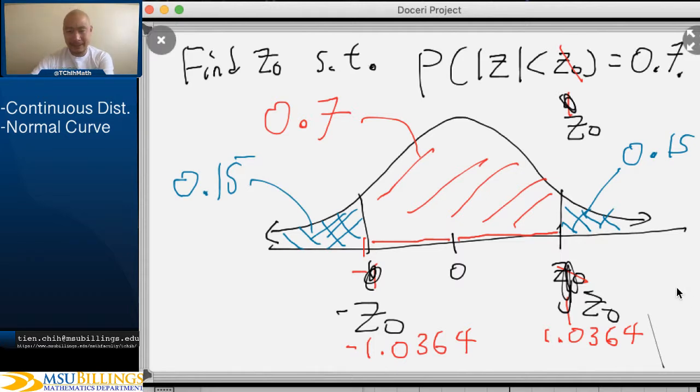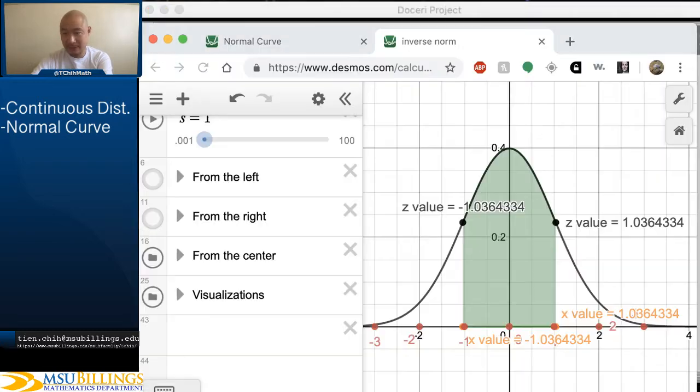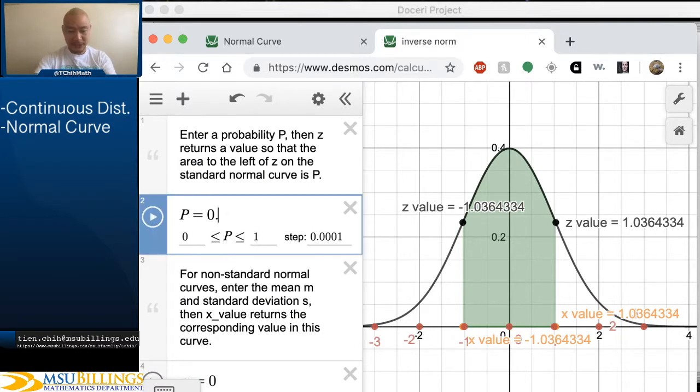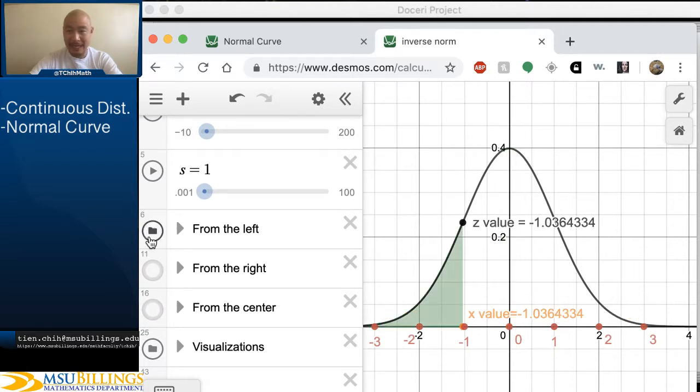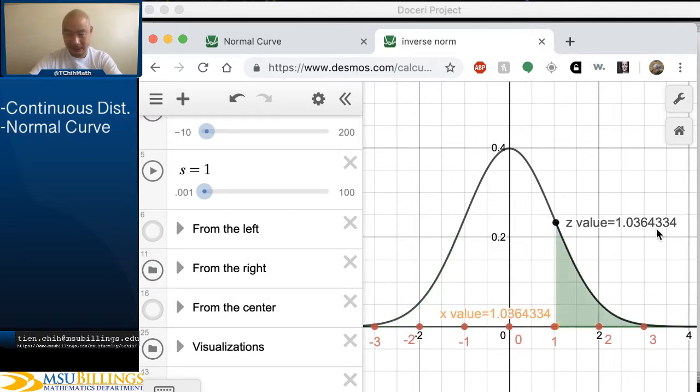But we should note something. This area here is 15%, right? This area here is 15%. So if I come in 15% from the left, I should get negative 1.0364. If I come in 15% from the right, I should get 1.0364. So let me change my 72.15, and instead of from the center, I'm coming in from the left. Yep, negative 1.0364, just like we said. If I come in from the right, 1.0364. Again, just like we said. All right, so far so good?